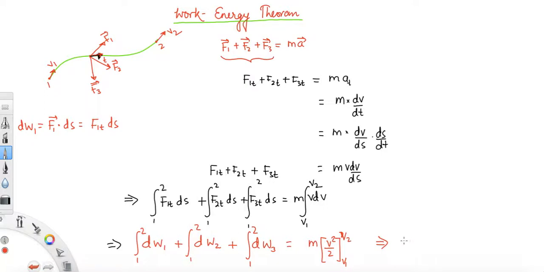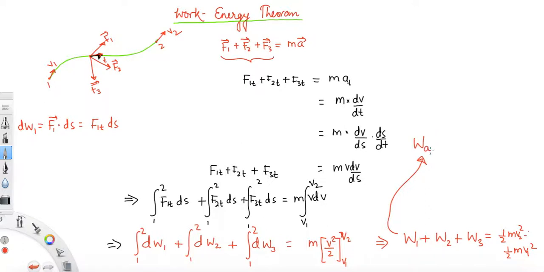the integral of dW1 from 1 to 2, which is the work done by the first force from point 1 to 2, plus the work done by the second force plus the work done by the third force, all from point 1 to 2, is equal to half m v2 squared minus half m v1 squared. So we can see that this is nothing but the work done by force 1 plus work done by force 2 plus work done by force 3 from point 1 to 2 is equal to the change in its kinetic energy.